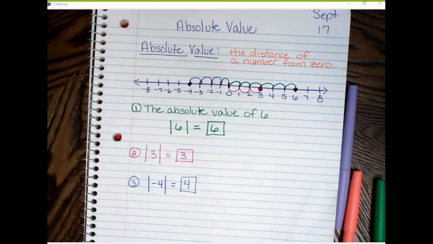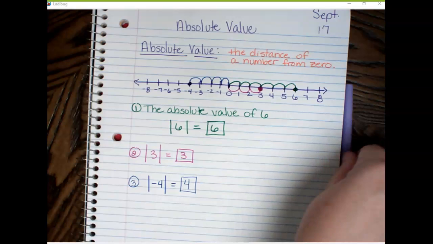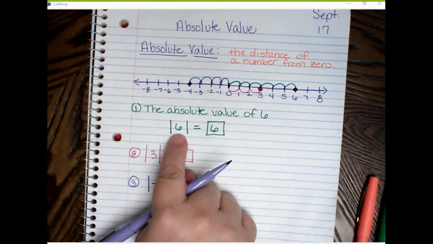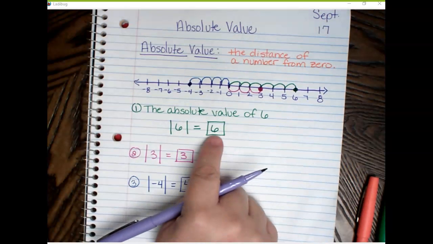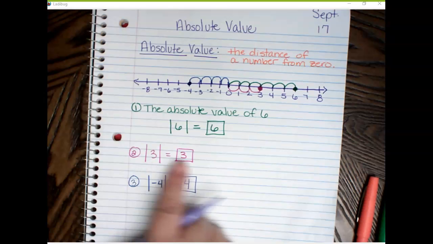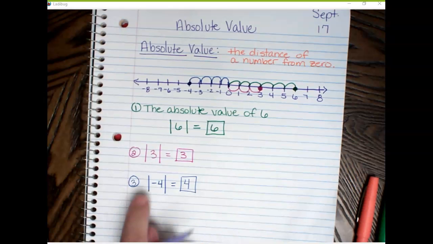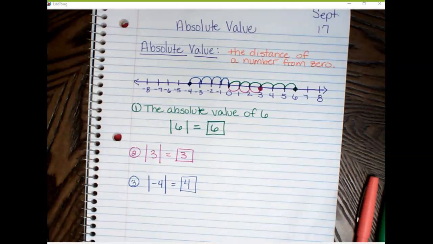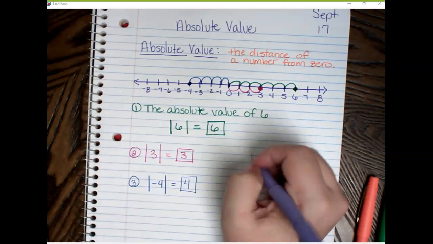Are you starting to see a pattern here? What do you think the pattern might be? If I had a 6, the absolute value of 6 was positive 6. The absolute value of 3, a positive 3. The absolute value of negative 4 was a positive 4. It's kind of like it's the same number, but it's the positive value of that because we're talking about distance.